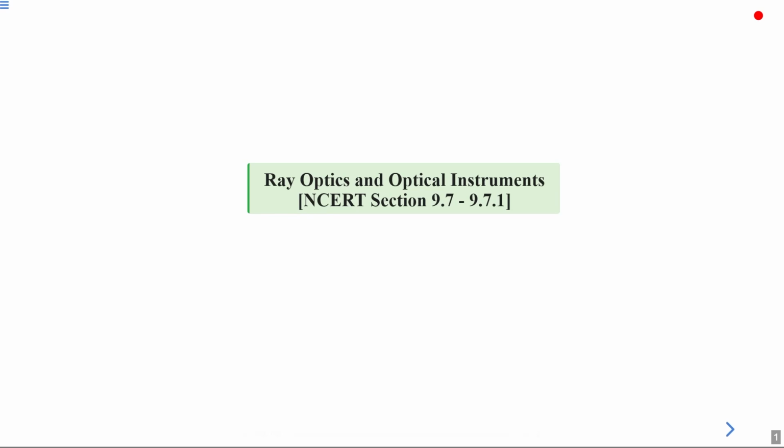Today we are going to discuss NCERT section 9.7 and 9.7.1 of chapter Ray Optics and Optical Instruments.